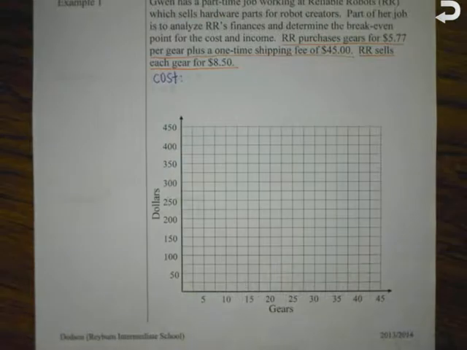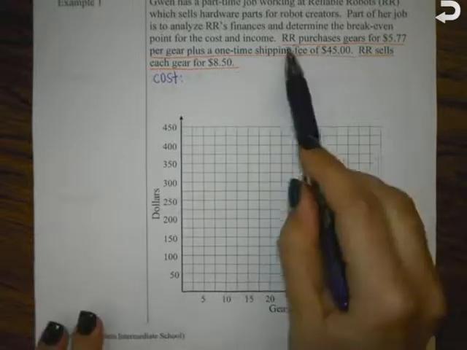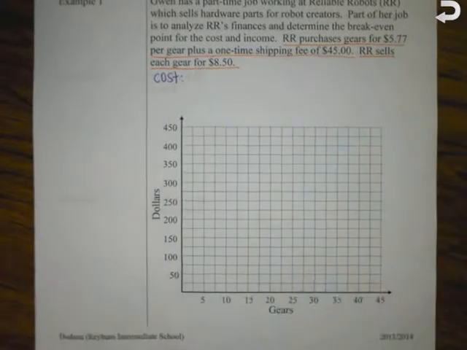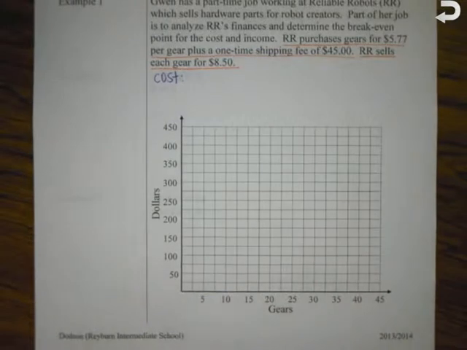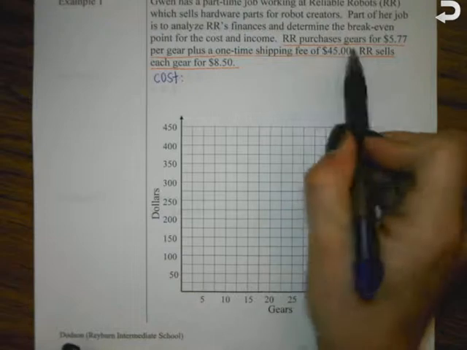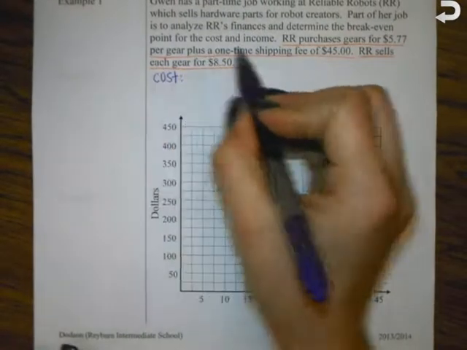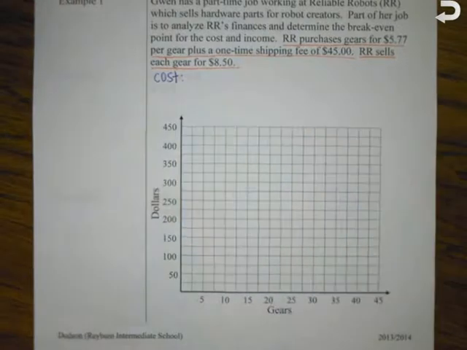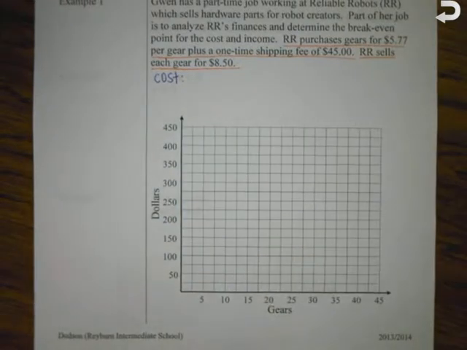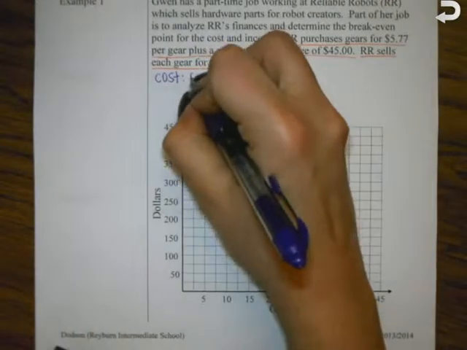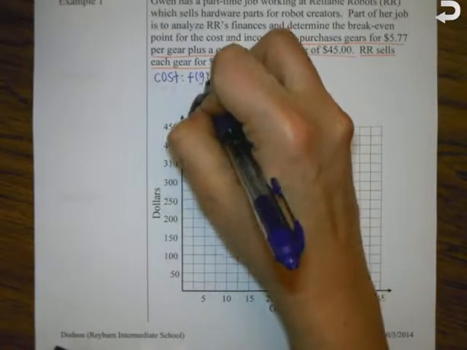The cost means how much it costs the company to purchase the supplies for their product, okay? So which sentence, this first sentence or the last one, determines their cost, how much they spend? The first one. So let's read what it says. It says that they purchase gears for $5.77 per gear, plus a one-time shipping fee of $45. So we need to pick a variable first. What do you want to call the variable? G. Okay, so let's call it f of G, the function of G.